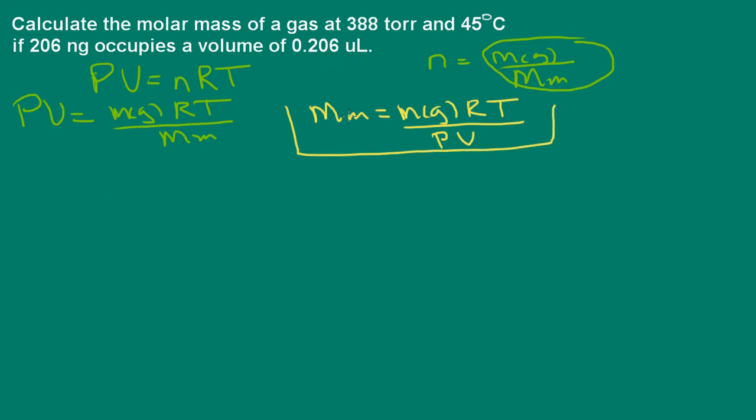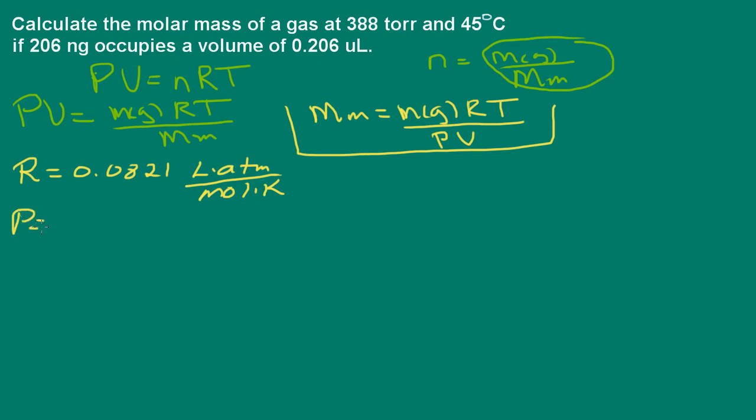Now, let's look at what we're given here. I'm going to use the ideal gas constant of R equal to 0.0821 liters times atmosphere per mole per Kelvin. That's the one I'm going to use. So that means that all of my units here have to be in units of atmospheres, grams, liters, and so on. So we need to convert the pressure.